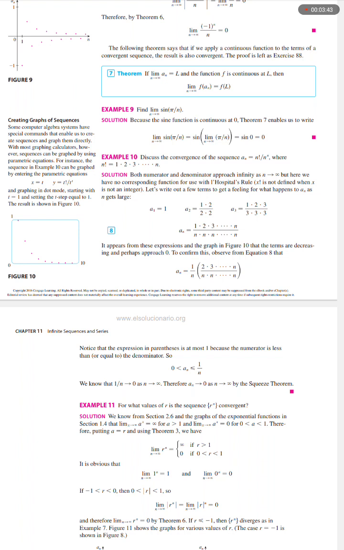Off to the side, there's a sidebar that says creating graph sequences. Some computer algebra systems have special commands that enable us to create sequences and graph them directly. With most graphing calculators, however, sequences can be graphed by using parametric equations. For instance, the sequence in example 10 can be graphed by entering the parametric equations x equals t, y equals t factorial over t to the power t, and graphing in dot mode starting with t equals 1 and setting the t step equal to 1. The result is shown in figure 10.